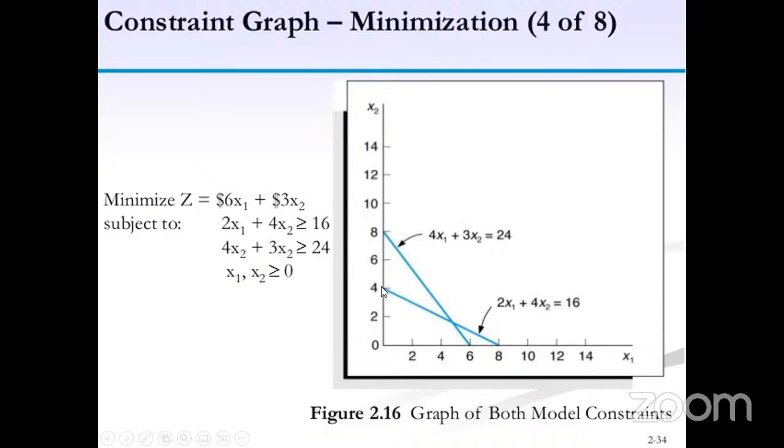Okay, this is the 4 for this equation, and the 2 is nothing but 8. You will be getting it. So x1 value is 8, x2 value is 4. Joining those 2 points, you get the equation line.